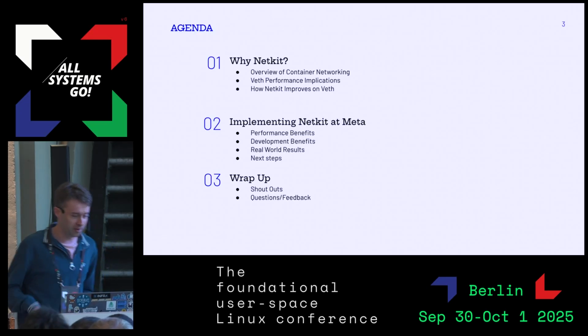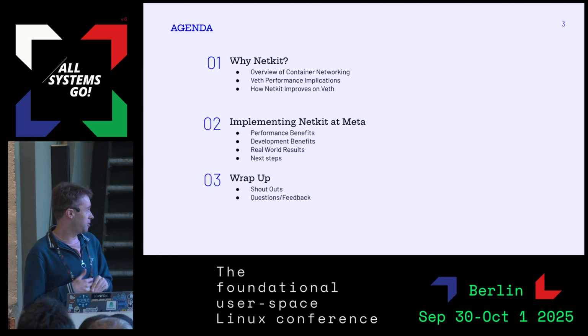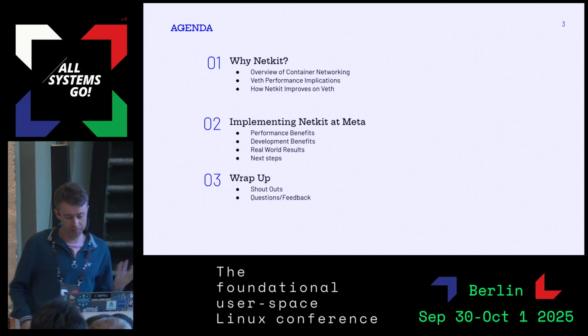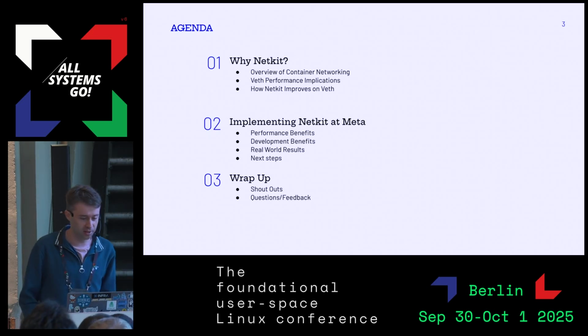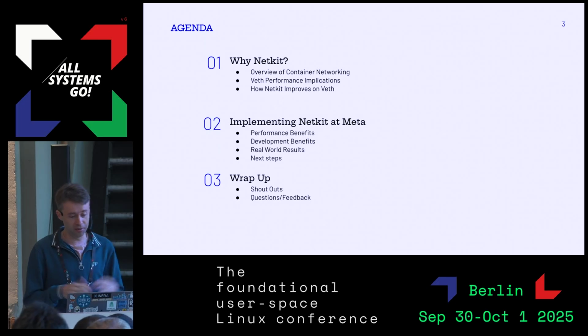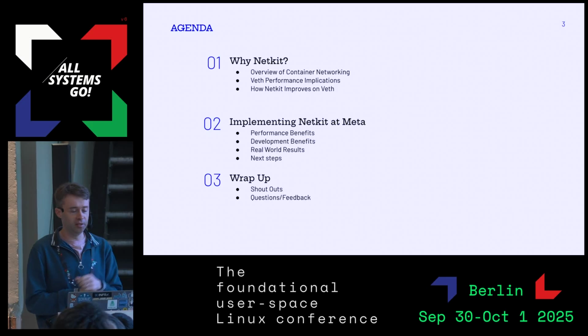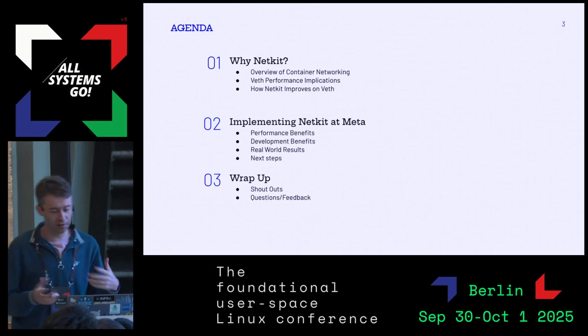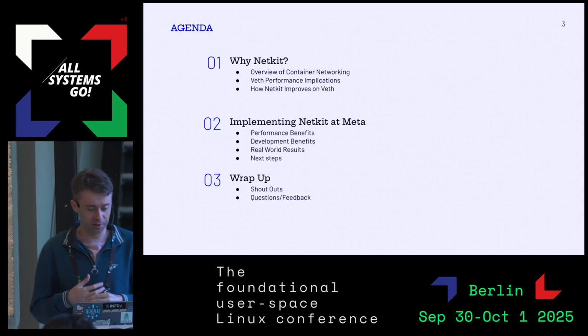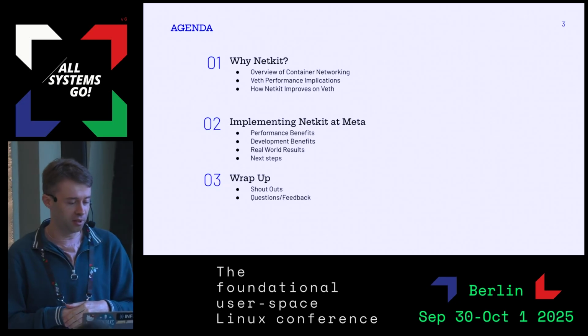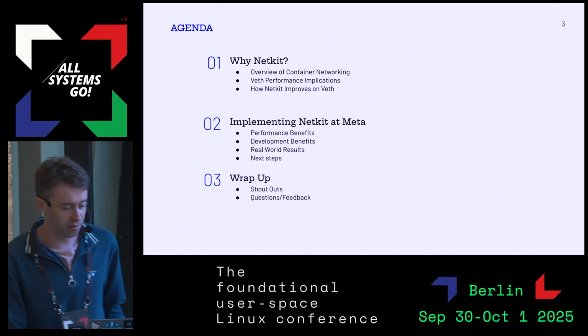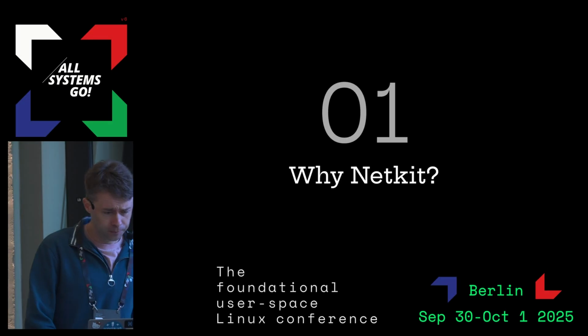But today I'm here to talk about the Netkit device. So I'm going to quickly go over introducing container networking, and talk about how the Netkit device came to be. Then I want to talk a little bit about how we implemented Netkit at Meta, some of the issues we ran into as we rolled it out, and some of the benefits that we saw. And then at the end, I'll try to leave some time for questions.